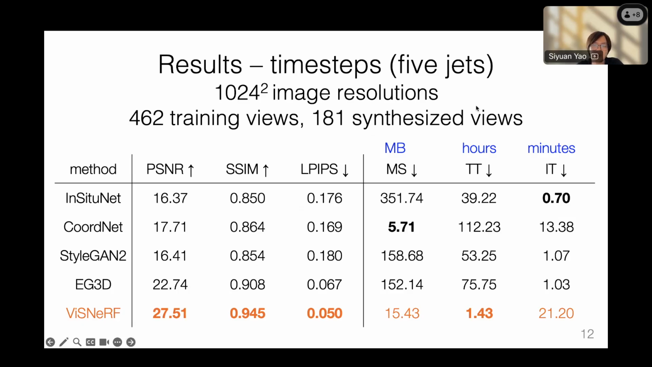For the results, the first one is interpolation between time steps using the 5Jet dataset. For VisNerve, we have the highest PSNR, SSIM, and the lowest LPIPS, suggesting the best generation quality. It also has a rather compact model size and the fastest training speed, but it suffers from the slowest rendering speed due to the use of volume rendering instead of generating the image directly from the model.